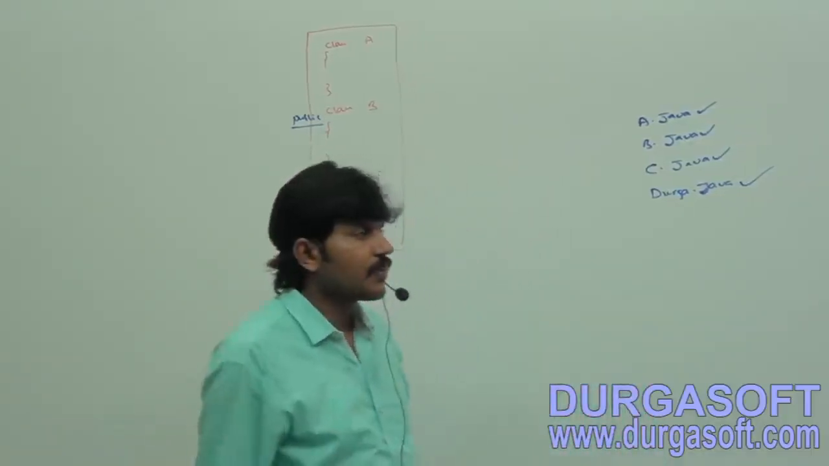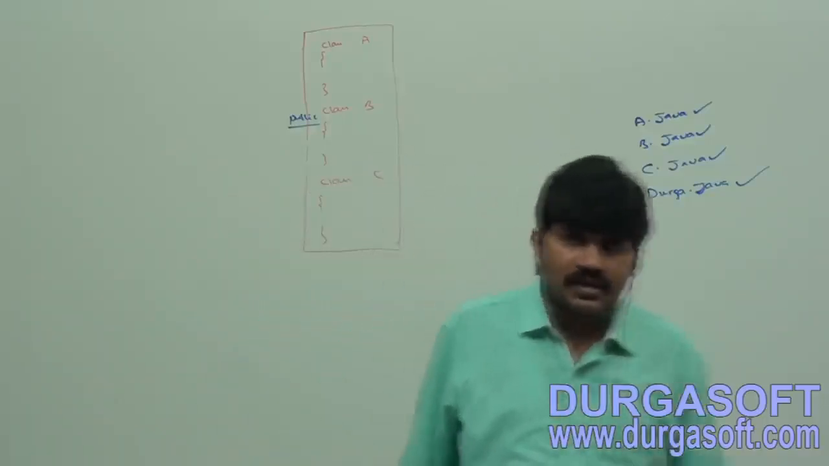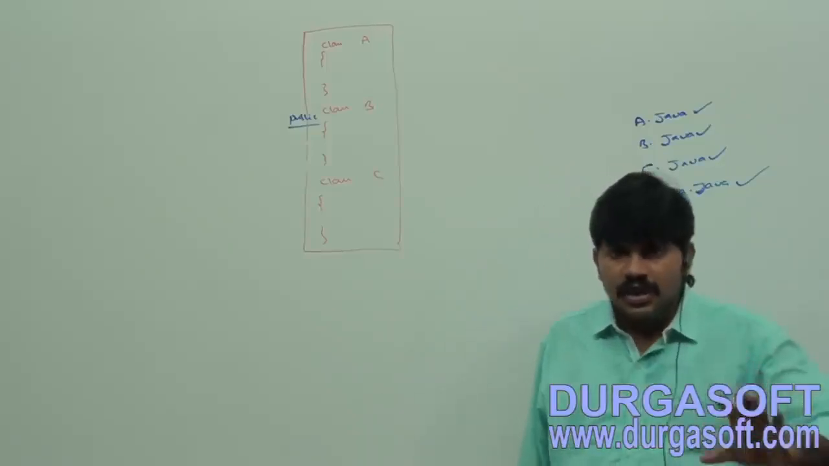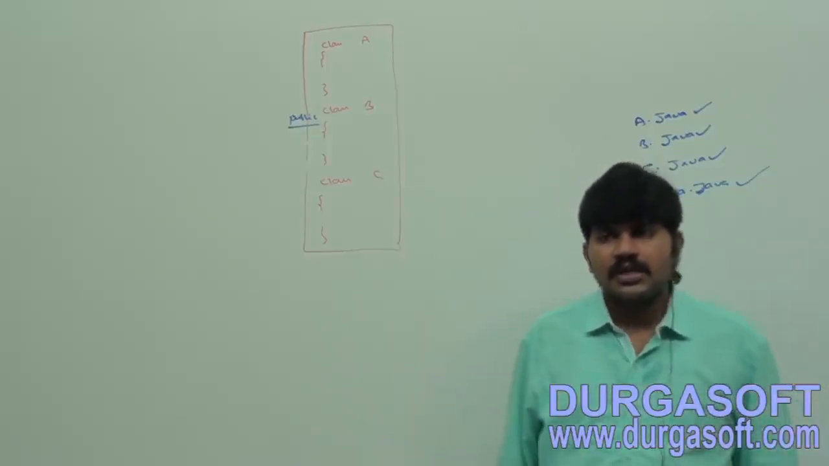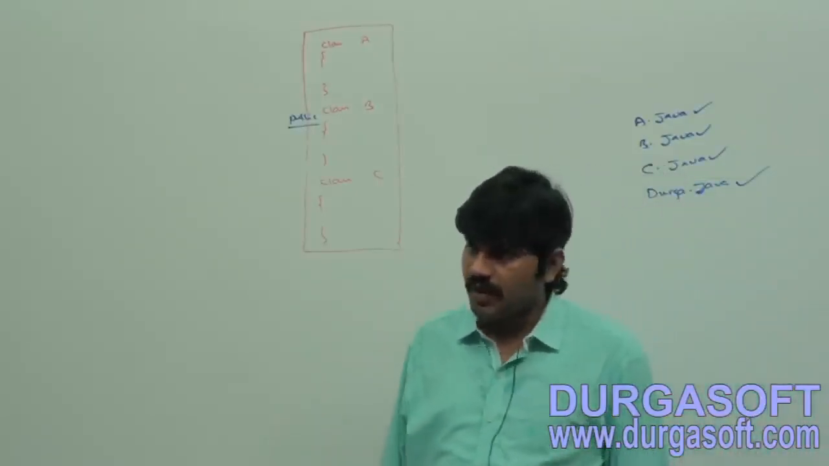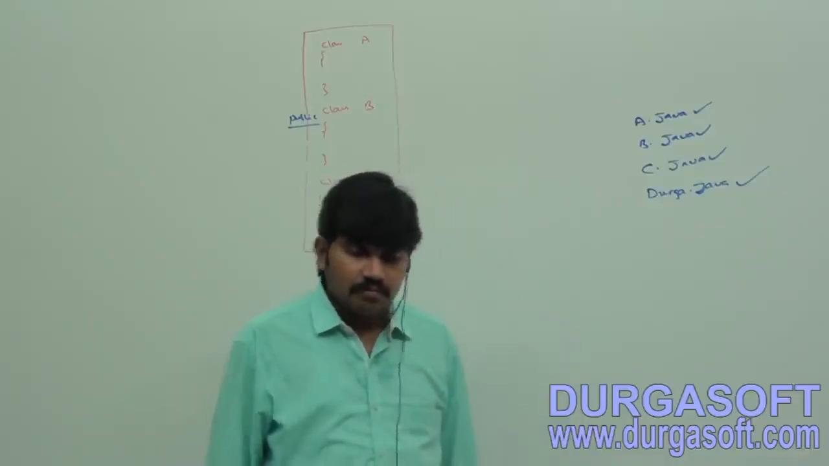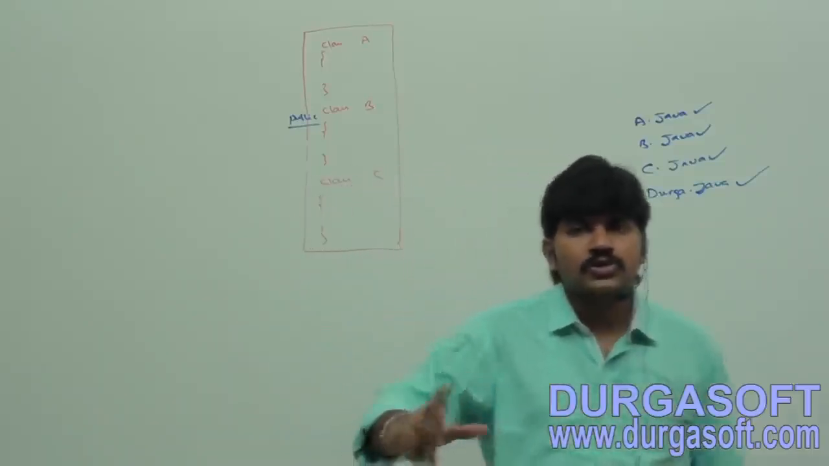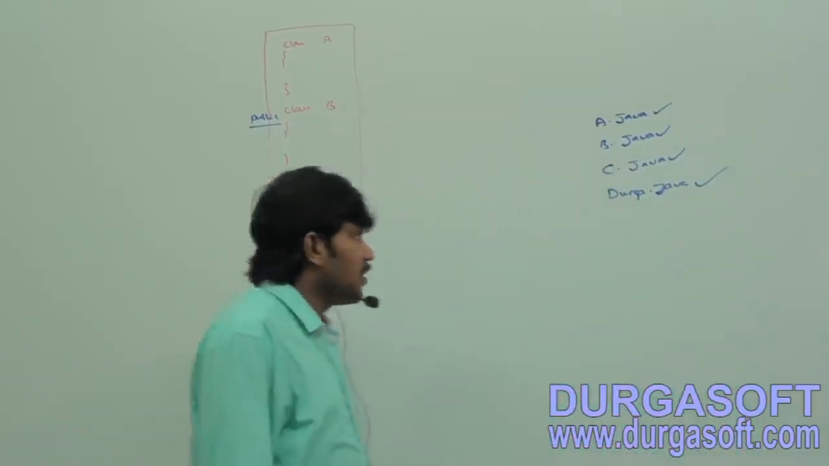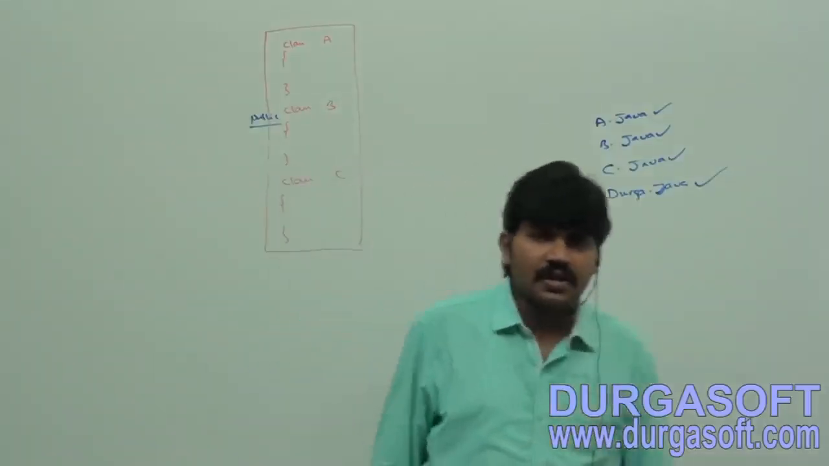Okay, at this point, a Java program can contain any number of classes, but at most one class can be declared as public.